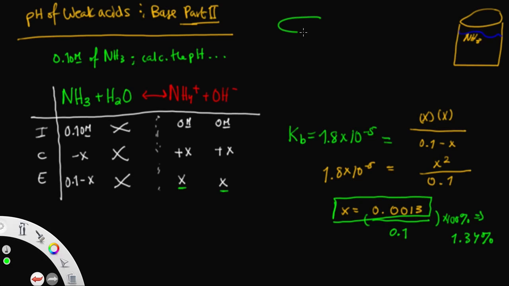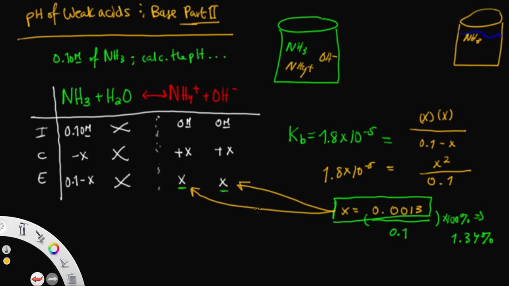So if I was to draw another beaker at the end of this reaction, it would not only contain some NH3, of course we lost some, but it will still contain a little bit. It'll also contain some product: some NH4, some ammonium, and some hydroxide. And that amount is X, which we solved for. So the amount of hydroxide in this beaker is going to be 0.0013 moles per liter. And the amount of ammonium in the beaker is also equal to X, which is 0.0013 moles per liter.